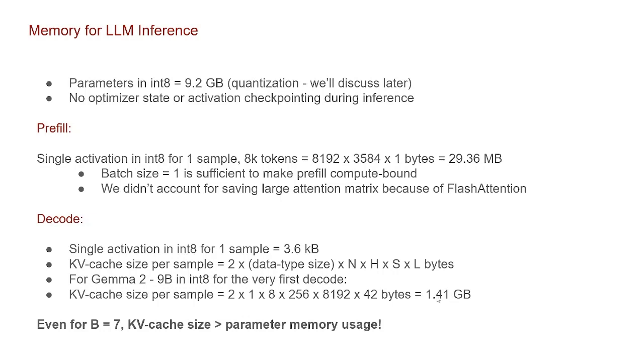So we saw before that we can improve the throughput at the expense of some latency in the decode stage, but another aspect is that the KV cache is significant. So even for batch size being 7, here we are increasing the space taken by the parameters.